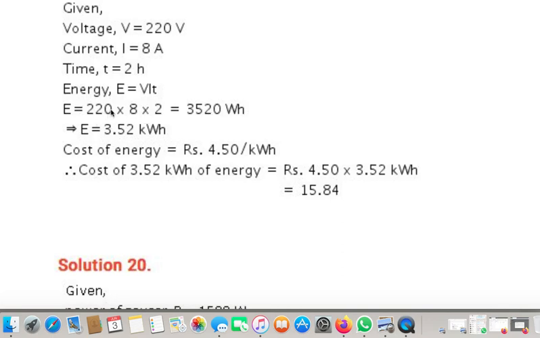First of all, VIT, so 220 into 8 into 2. 8 twos are 16, multiplied with that, 3520 watt hour is what we get. Now divided by 1000 because I want the unit in kilowatt hour. So 3.52 kilowatt hour. For 1 unit, for 1 kilowatt hour, the cost is 4.5. Unitary method we will apply. For 1 kilowatt hour the cost is rupees 4.5, so for 3.52 kilowatt hour, this much electrical energy consumed, the cost will be multiplied with rupees 4.5, and what do I get? Rupees 15.84 as the correct answer.